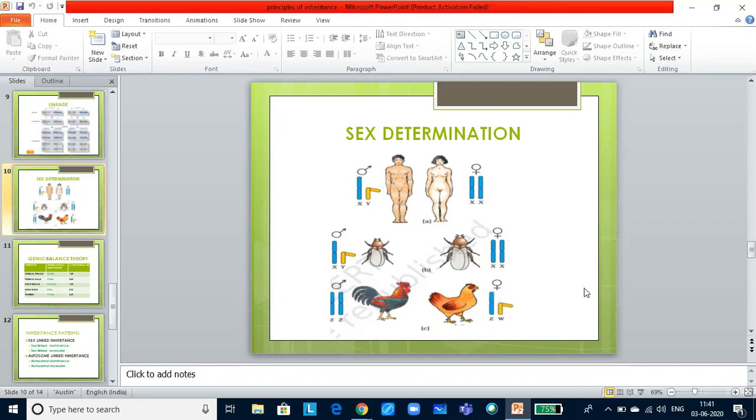When a Z-carrying egg is fertilized by a Z sperm, it results in a ZZ combination, resulting in a male. And if an egg having the W chromosome is fertilized by the sperm, it results in a female. Now, is it only this pattern?